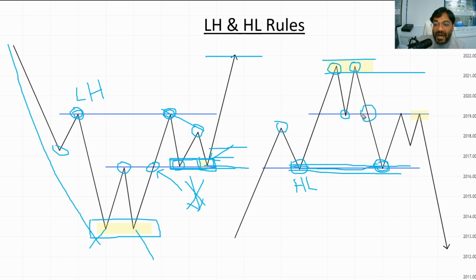Because as soon as the market tests up again the resistance which was available here, the historical resistance, right? We will wait. We cannot just short here. We have to wait for the market to retest again, and this would be our perfect entry point. These are the rules of lower highs and higher lows.